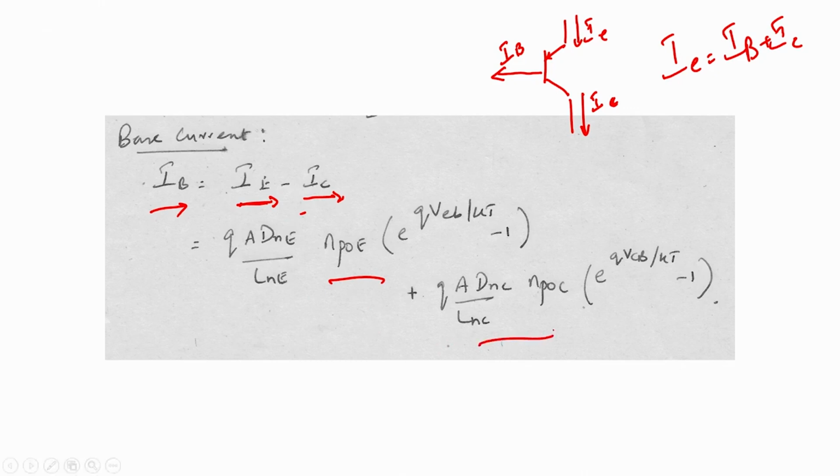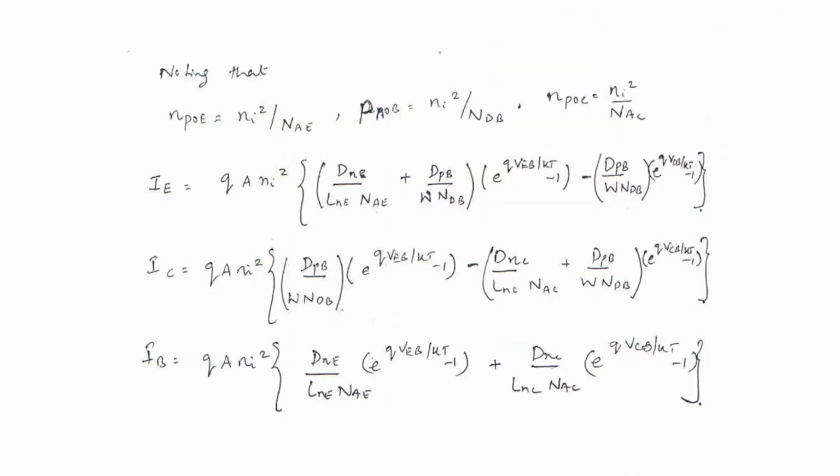this term here. So, that is the general derivation of the emitter, collector and base currents using the continuity equation and looking at the minority carrier distribution profile in the emitter, base and collector, and then solving for the diffusion current in the three regions. So, this is the general current voltage characteristics.